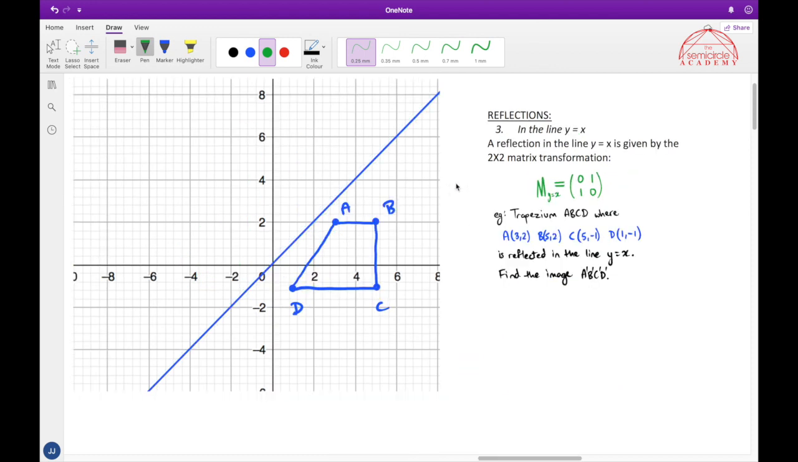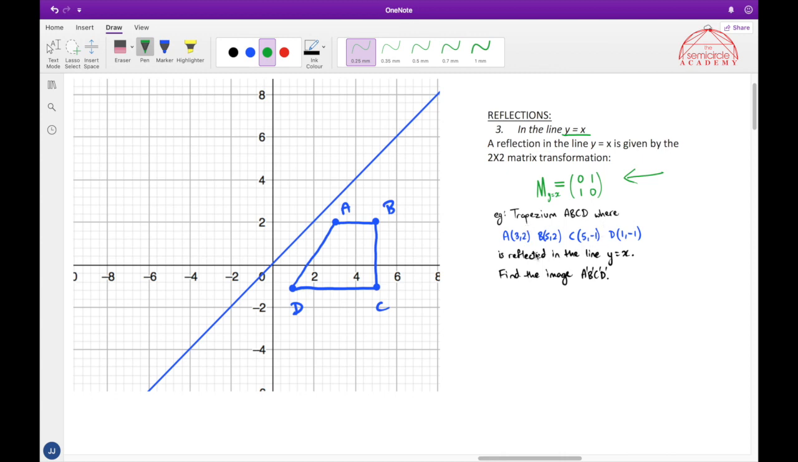Right, so in our third section on reflections, we have a reflection in the line y is equal to x. We have an object, parallelogram ABCD. In this case, it's a trapezium. Our reflection in the line y is equal to x is given by a 2 by 2 matrix transformation, and that there is our matrix transformation: 0, 1, 1, 0.